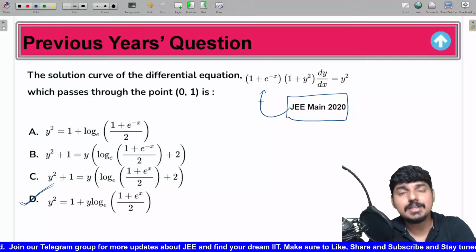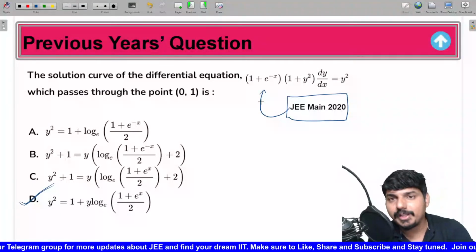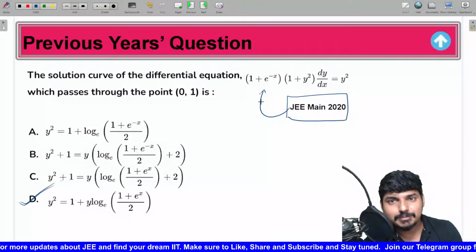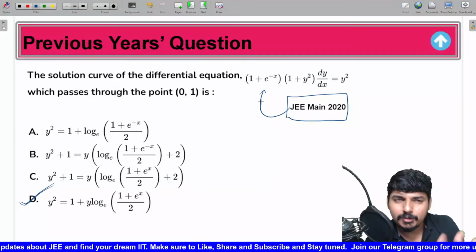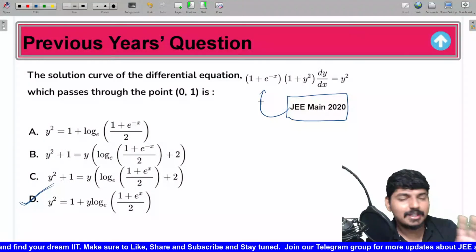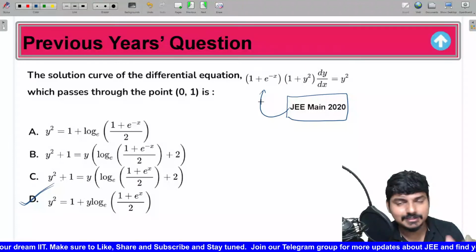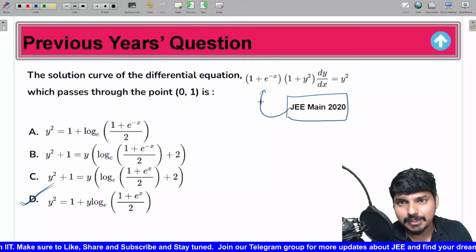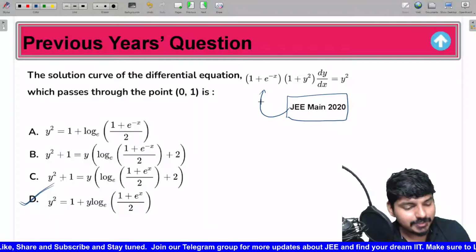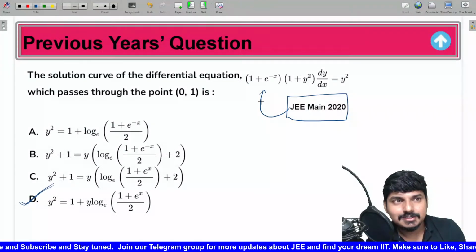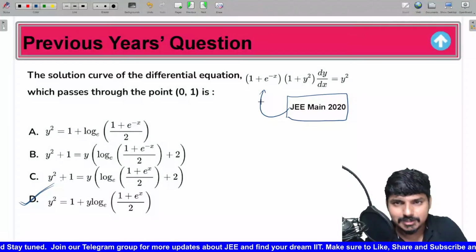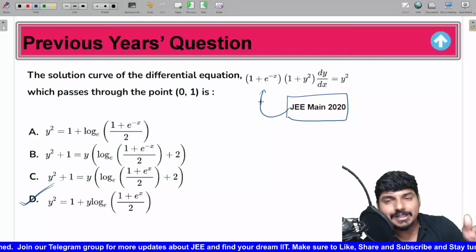And let me tell you guys, differential equation is a scoring chapter. Whatever question is going to be asked from this particular chapter, it's not going to be very complicated. If you see the previous 5 or 6 years of JEE Main examination papers, you can clearly observe that whichever question was asked from differential equation, the level of the question is always easy to moderate.